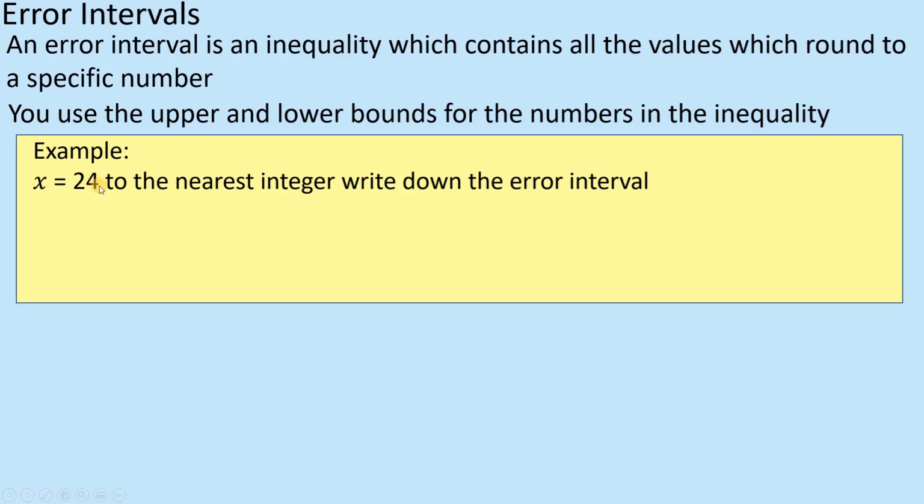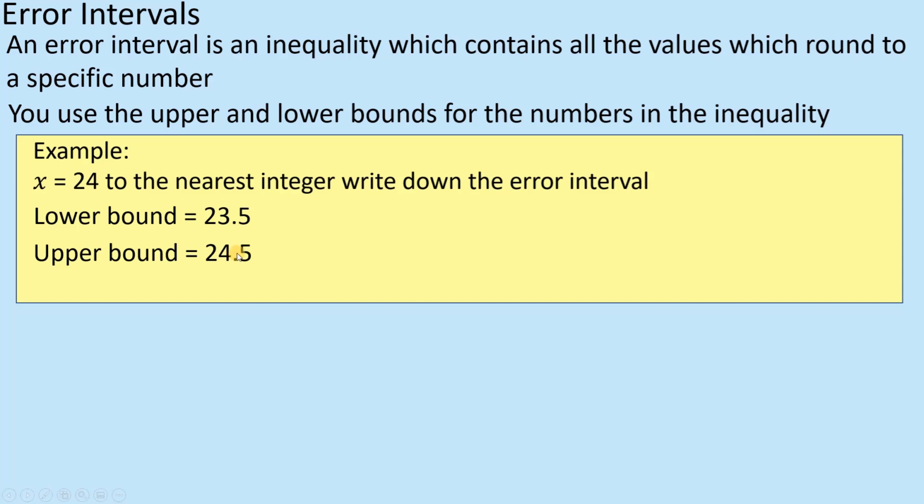And the upper bound, you tend to just add a 0.5 on the end of it, or the next digit, a 5, depending on whether it's a decimal place or not. So this would be another 5. So it would be 23.5 and 24.5. Now, in terms of the error interval, I know many people will argue, and they always do, that 24.5 rounds up to 25. And they're absolutely right, it does.